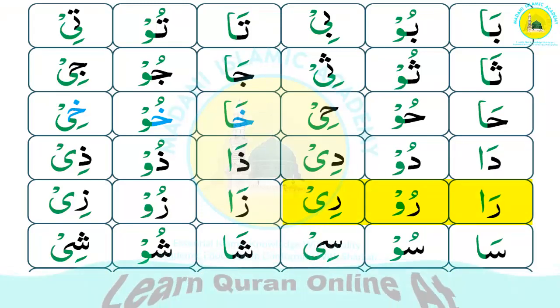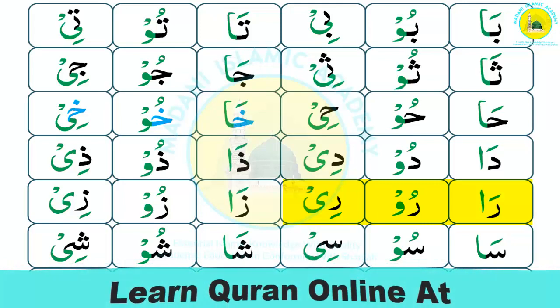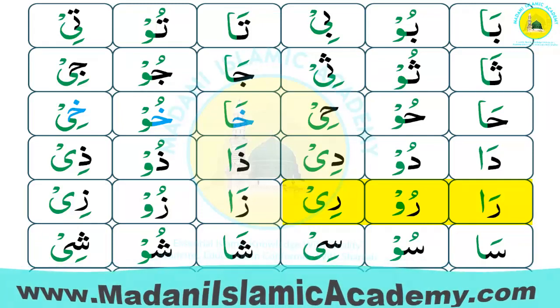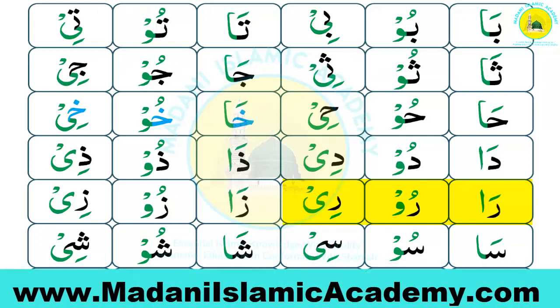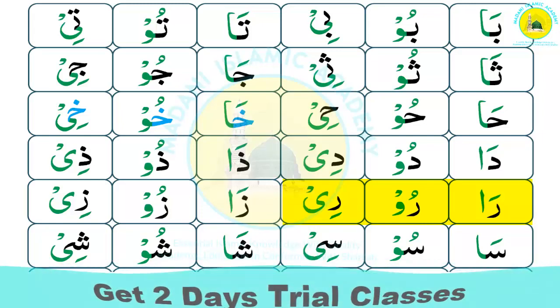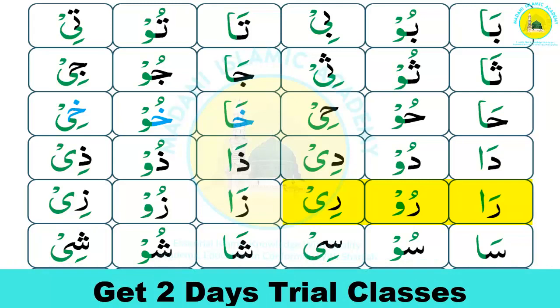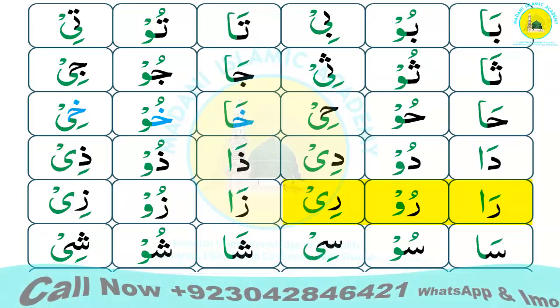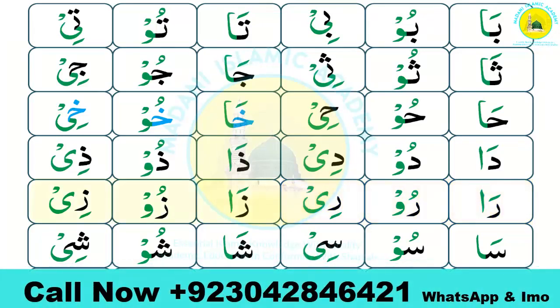Ra, alif, zabar, ra. Remember, when Ra has a zabar or a pesh, you need to read the Ra full mouth. Ra, alif, zabar, ra. Ra, waw, pesh, ru. Ra, ya, zir, ri. Ra, ru, ri.